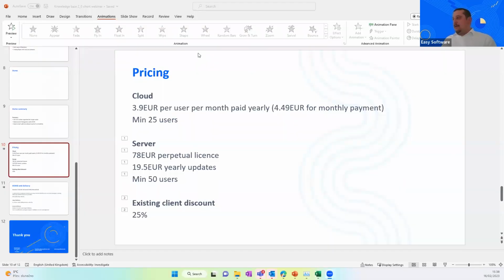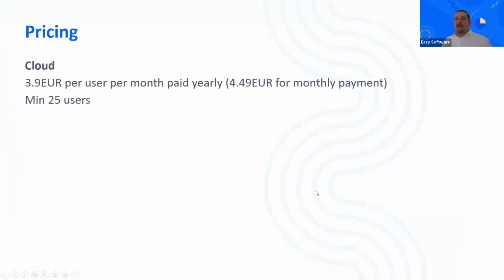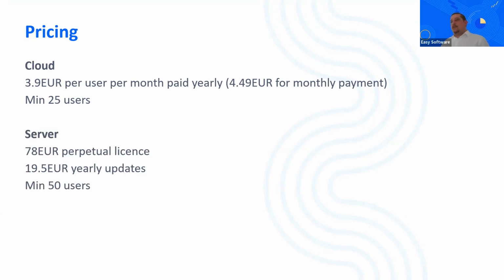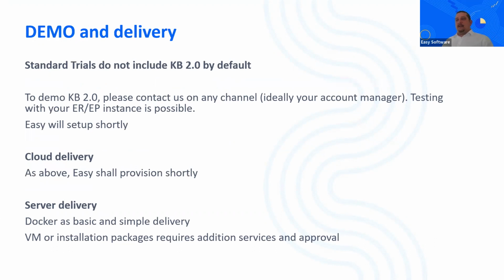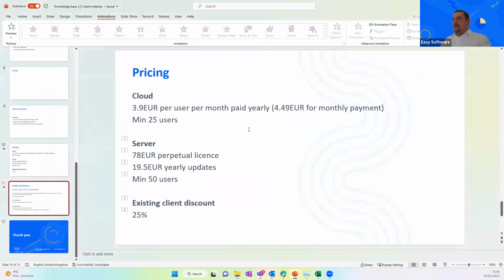As I was not sharing when I was talking about the prices, let me share quickly once again. Our sales team is ready to make you quotes. Once again, the basic cloud price is 3.9 euro per user per month in yearly payments, which means also 78 euro per perpetual license and 19.5 euro for the yearly updates. Delivery in the cloud is no problem at all, and Docker as the on-premise delivery.